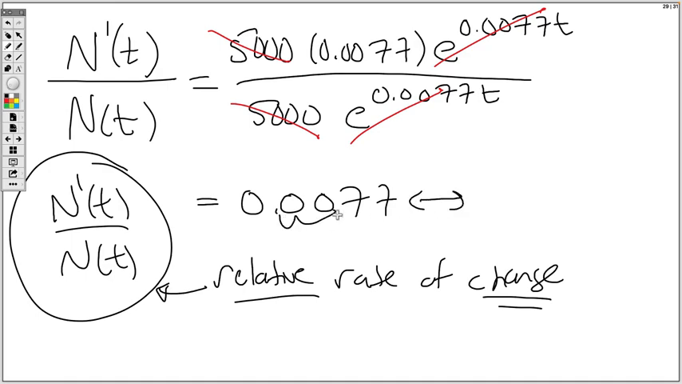In fact, if I think of this as a percentage, it's saying that the relative rate of change for this situation is a constant 0.77%. You follow? So when you hear about things increasing at a 2% rate, or depreciation happening at a 5% rate, those constant percentage changes are always going to be modeled by exponential functions, because those are the functions that have a constant percentage rate of change.